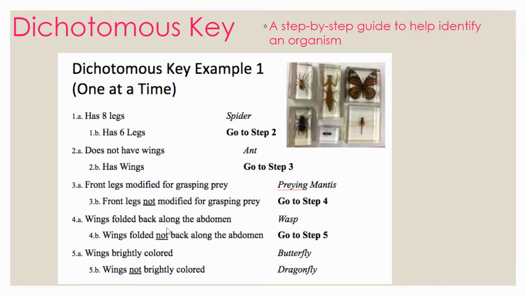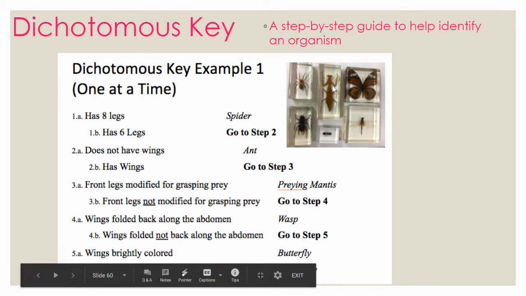This next thing that I'm going to talk to you about, we're done with cladograms, but I'm going to talk to you now about dichotomous keys. And those are a step-by-step guide to help you identify an organism. And you always go in order with these steps. So let's look at this guy. This is a praying mantis right there.